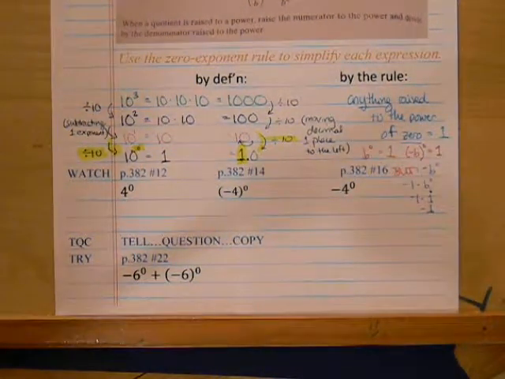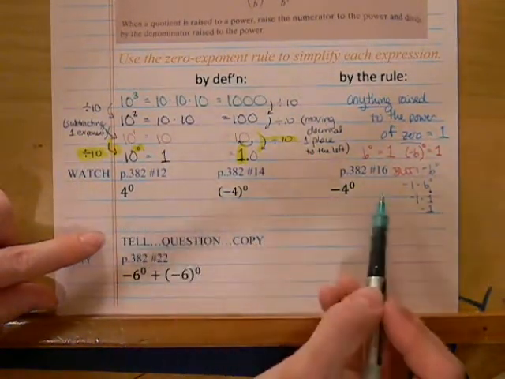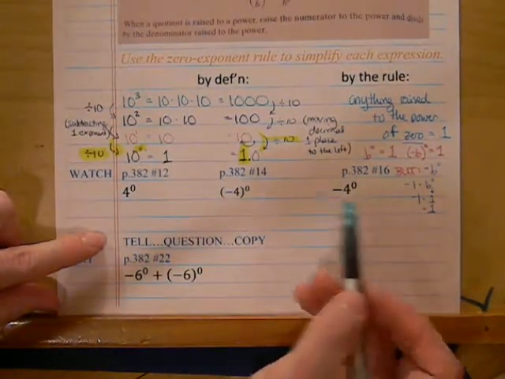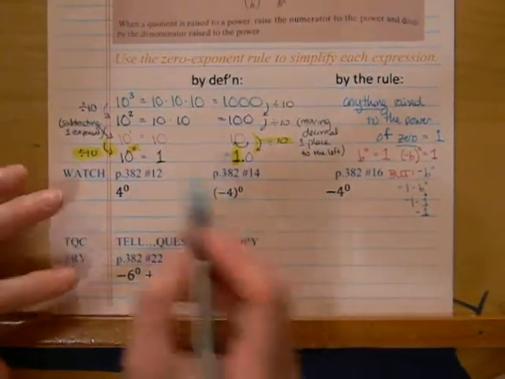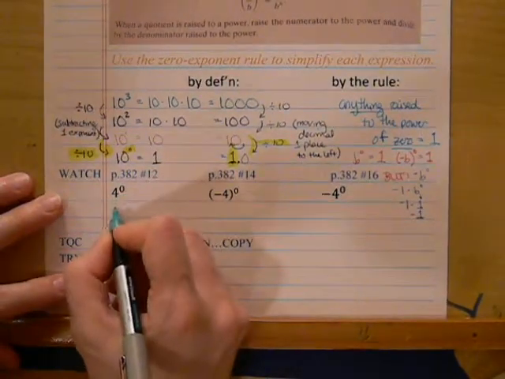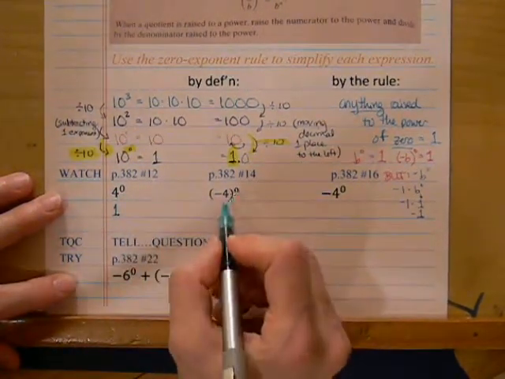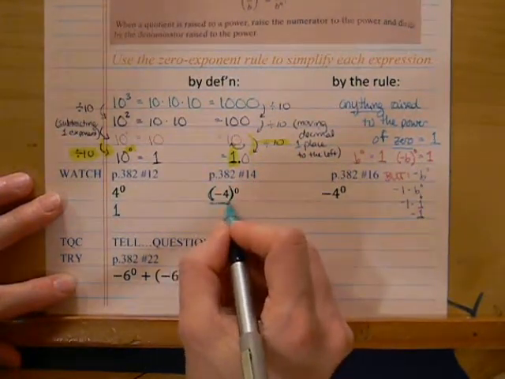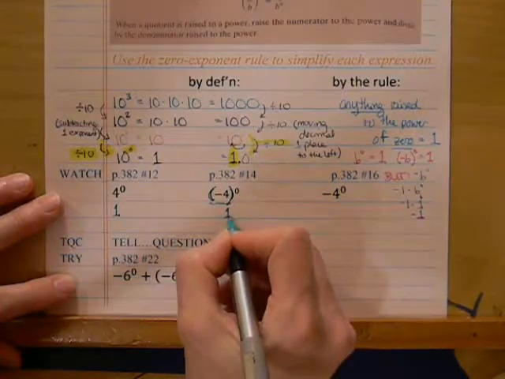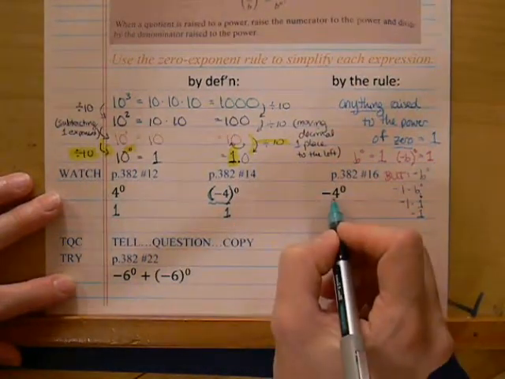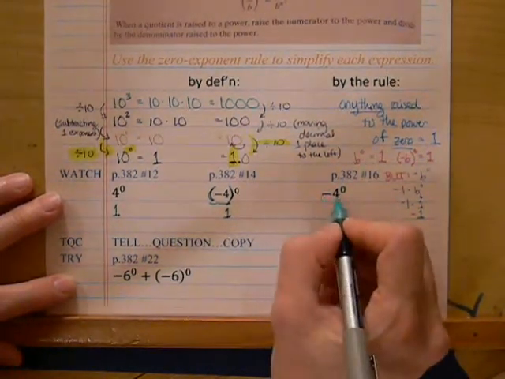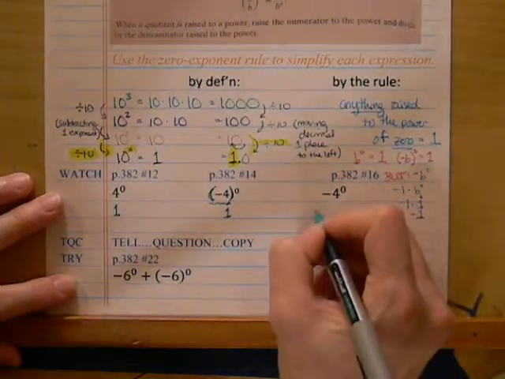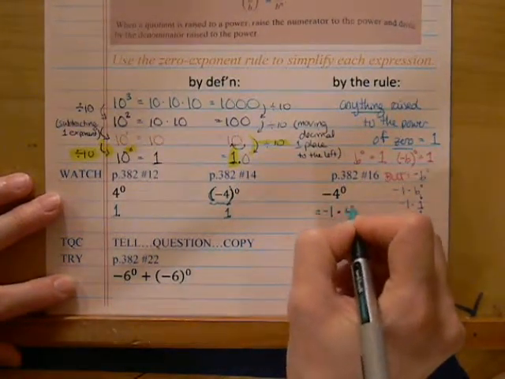Let's look at these 3 examples a little bit more closely, to make sure it hits home here. When you raise something to the 0 power, 4 to the 0, just plain old 1. Negative 4 to the 0, that negative is inside the parentheses, so anything raised to the power of 0 just equals 1. But right here, negative 4 to the 0, you get negative 1 times 4 to the 0.